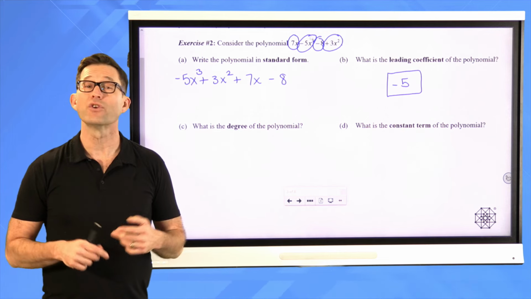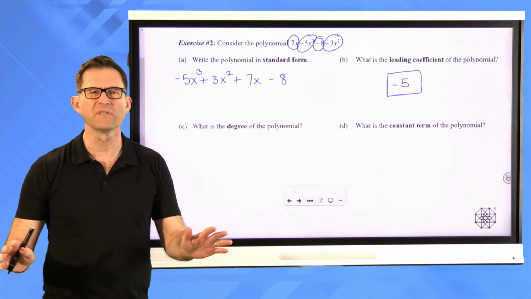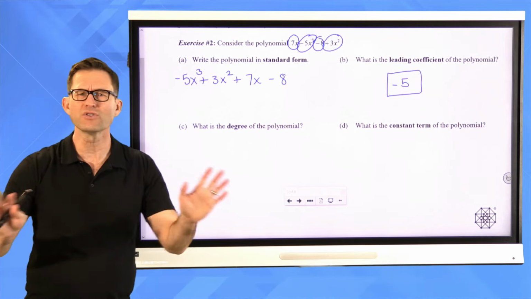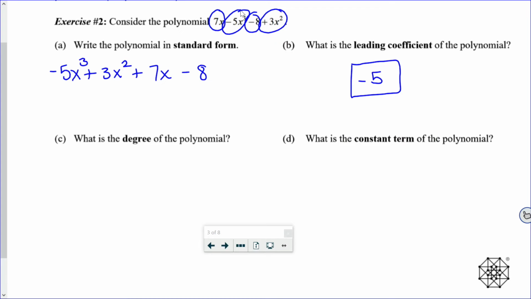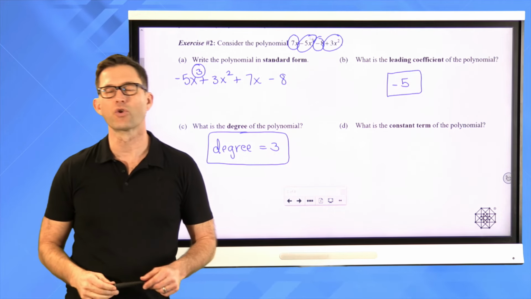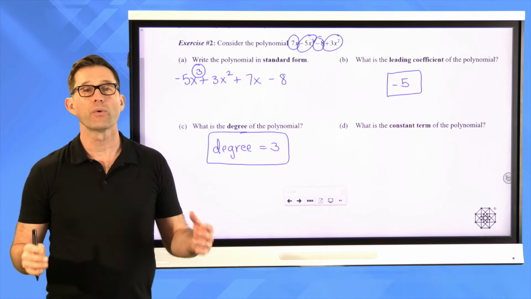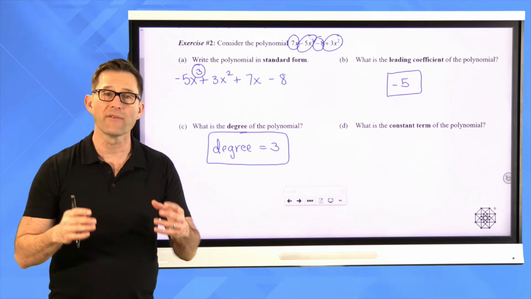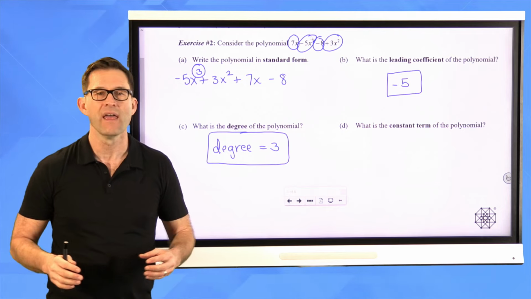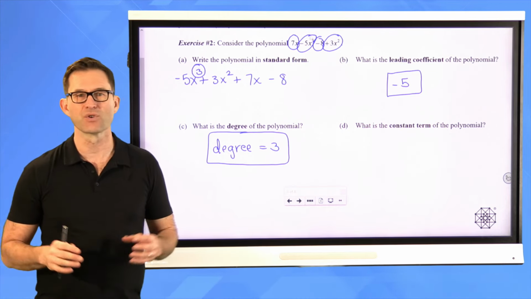All right, well, the degree of the polynomial is probably the simplest thing about polynomials. It's the highest exponent, the largest exponent, right? In this case, the degree is equal to 3. Sometimes we would call it a third degree polynomial. The degree of a polynomial controls a lot of its behavior, how fast it grows, how many turning points it has, how many zeros it has, all sorts of things.